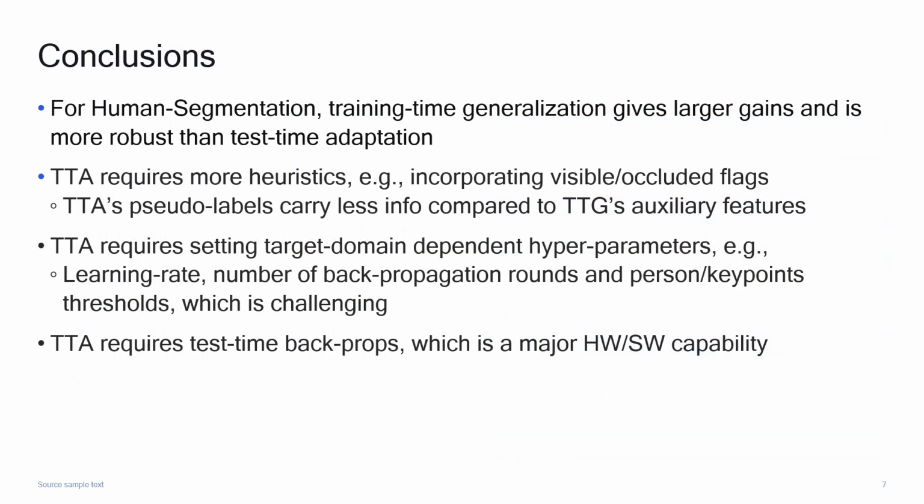Our conclusion is that for human segmentation, TTG gives larger gains and is more robust to architectural variations compared to TTA. TTA is heuristics dependent as pseudo-labels carry less information compared to TTG's auxiliary features. TTA further involves judgment calls when setting hyperparameters such as adaptation learning rate in the absence of prior knowledge about the target domain. TTA additionally requires test time backpropagation, which is a major hardware-software capability.